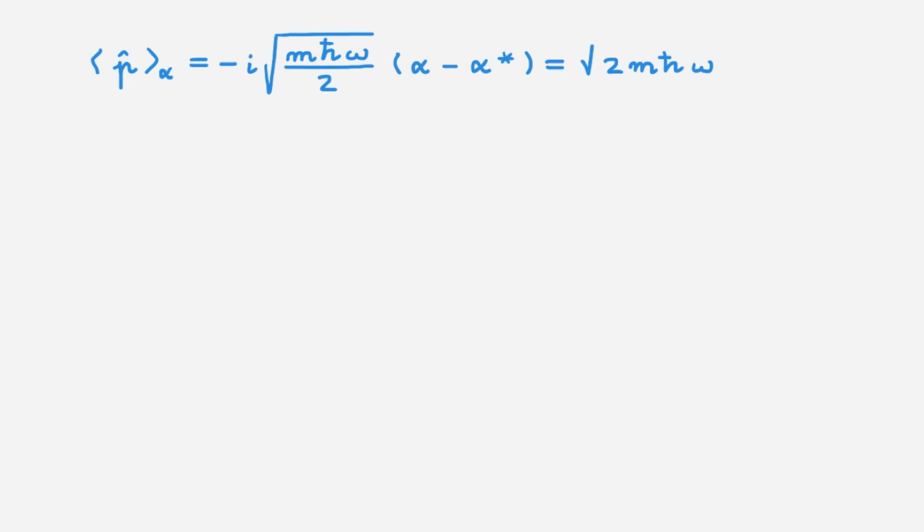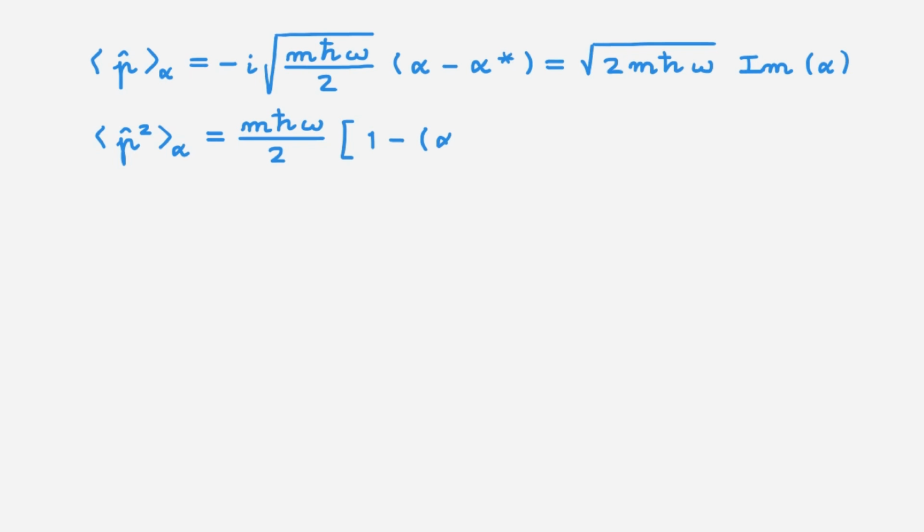The calculation of the expectation value and root mean square deviation of the momentum operator essentially follows the same lines as the one that we just did for the position operator. Therefore, I will simply quote the results, but feel free to give it a go, do the calculations in detail, and it will be good practice. The expectation value of the momentum operator with respect to a coherent state is equal to this prefactor times alpha minus alpha star. It can also be rewritten as equal to this other prefactor times the imaginary part of alpha. For the expectation value of p squared, we get this prefactor times 1 minus alpha star all squared.